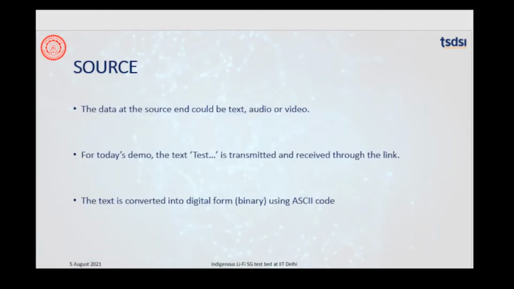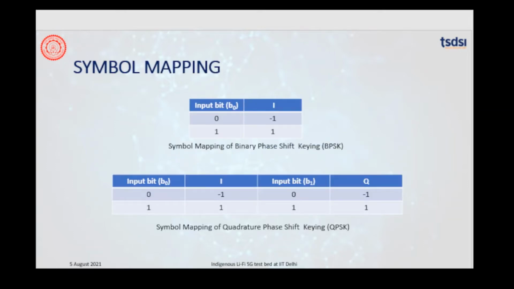The source that can be used at the transmitter will be either text, audio, or video. For this demonstration, we have used a text source. The text "test" is used, and this text is converted into digital data using the ASCII code. The bits obtained will then be mapped into symbols using bit to symbol mapping, and this will depend on the modulation technique.